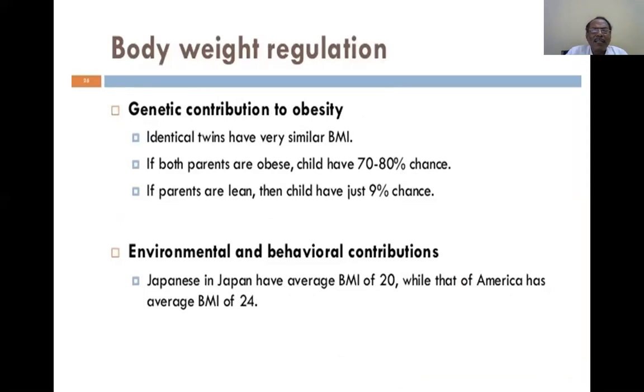Identical twins have very similar BMI. If both parents are obese, the child has a 70 to 80% chance. If the parents are lean, then the child has only 9%. So genetic predisposition is there.